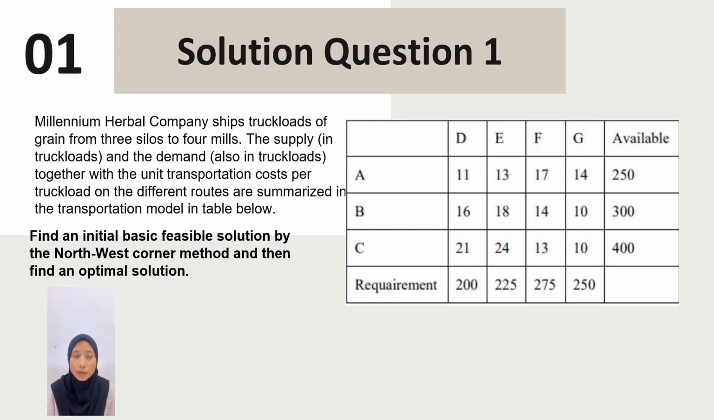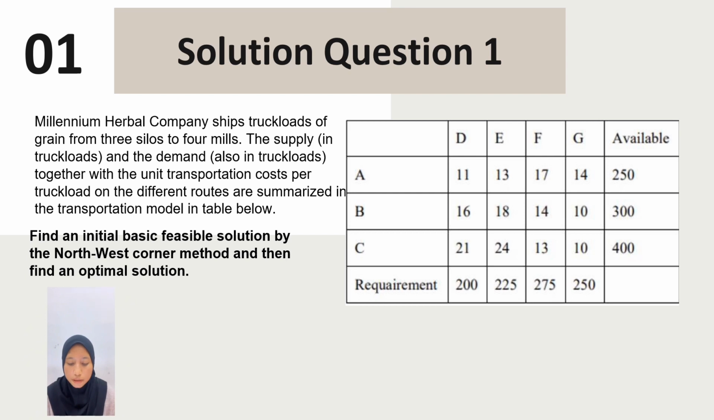Hi, my name is Naranati Sabah and I will explain question 1. Millennium Herbal Company ships truckloads of grain from 3 silos to 4 mills. The supply and demand, together with the unit transportation cost per truckload on the different routes, are summarized in the transportation model in the table below. Find an initial basic feasible solution by the northwest corner method and then find an optimal solution.